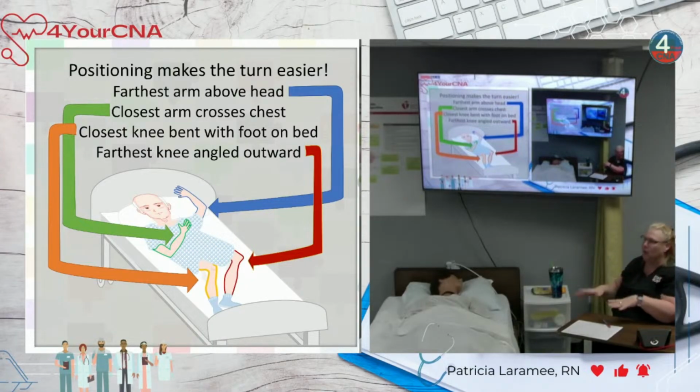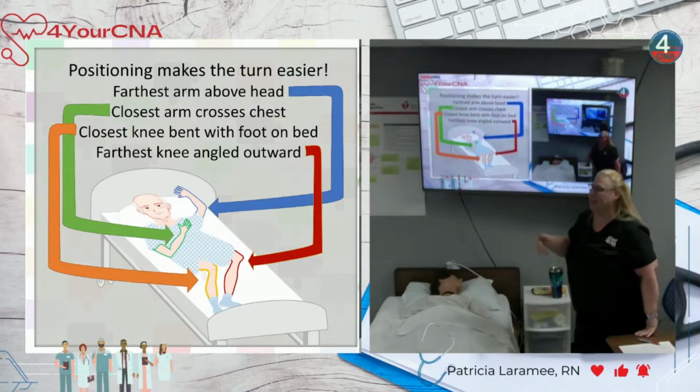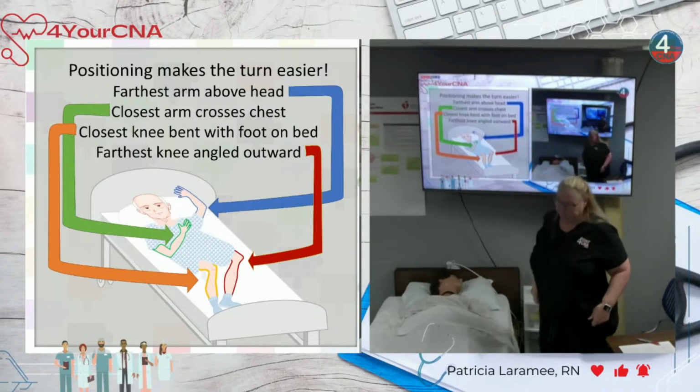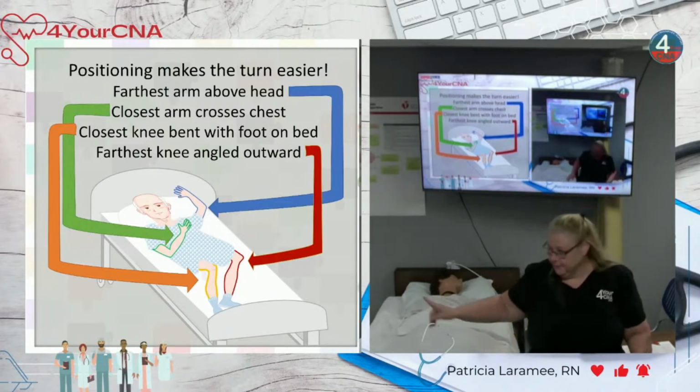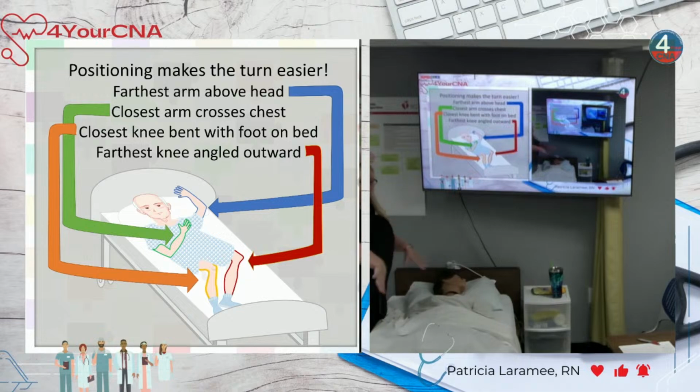Good. So let's say that I'm going to reposition this patient on her left side. So I would have to be on this side of the bed to reposition her on her left side. So I'm over here on this side of the bed. I'm going to scoot her toward me. So after the turn, she's in the middle. That furthest arm is going to go above her head. And the closest arm is going to cross her chest.